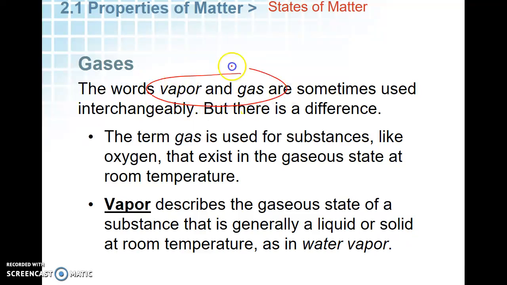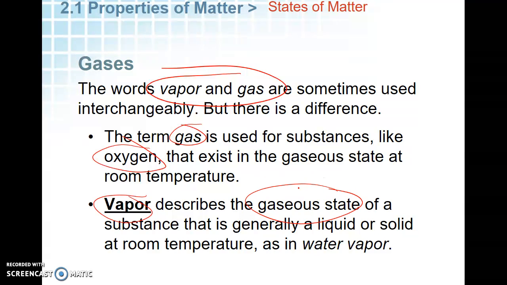Vapor and gas are two terms that are sometimes used interchangeably, but there is a difference. Gas is for substances that are gases at room temperature, like oxygen. Vapor is what we get when a liquid is heated. So when we talk about water being a gas, it's water vapor. When you boil water for mac and cheese, you make water vapor.